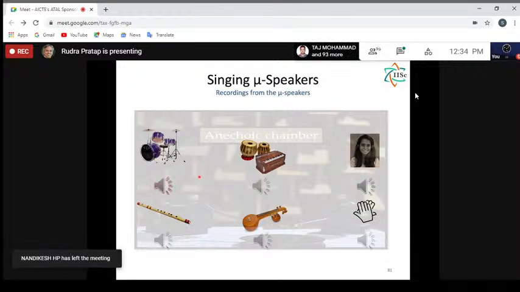Right now, you can hear this is the sound recorded from our MEMS speakers. The flute you can hear very clearly from our speakers, or the sound from this instrument. This is all produced by the MEMS speakers.